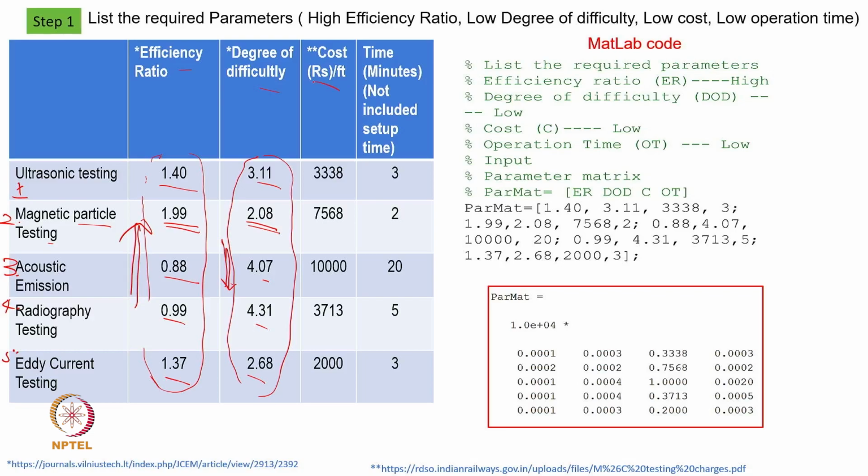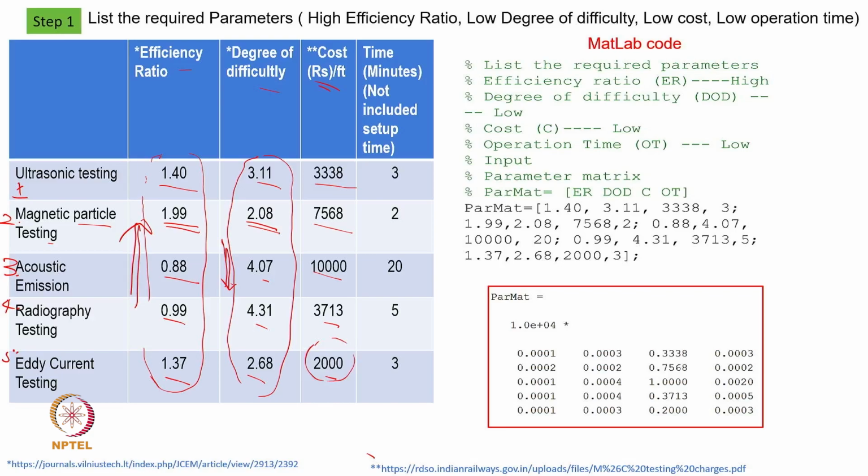Now, coming to the cost per feet, the material cost which is given and picked up from this website: ultrasonic testing has been given as 3338, magnetic particle 3568, acoustic emission around 10,000, radiography 3730, and eddy current 2000. So, in this case, from a cost point of view, I will say eddy current testing is the best, because again the cost needs to be minimum.